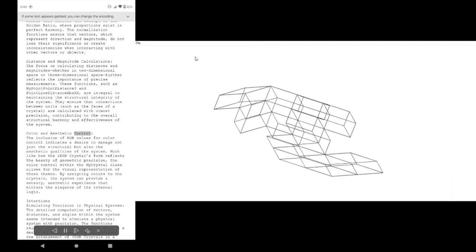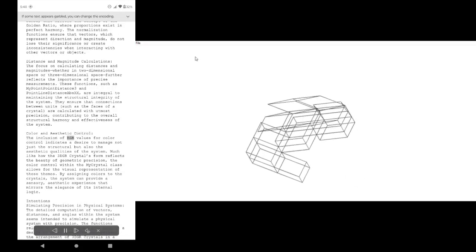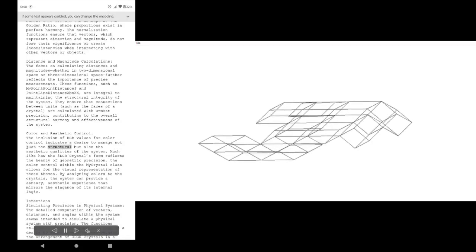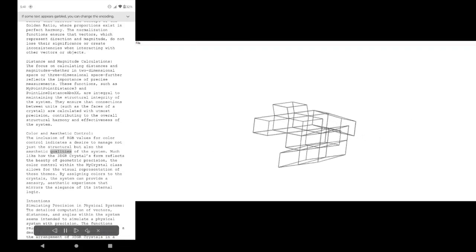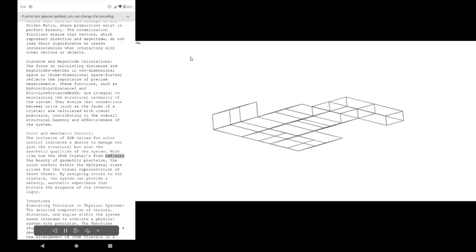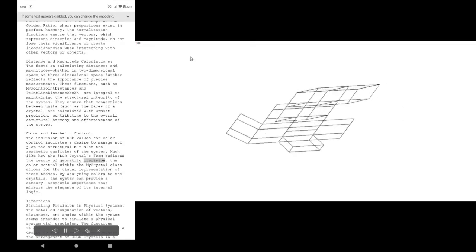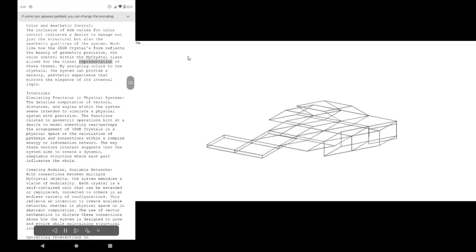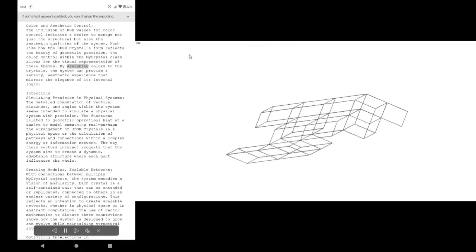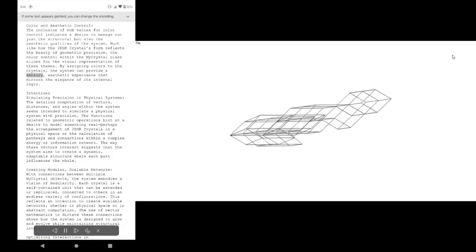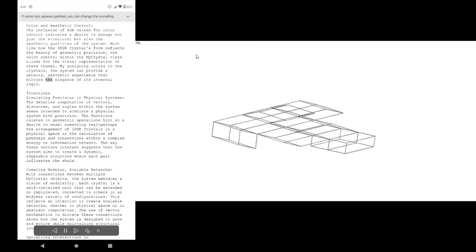Color and aesthetic control. The inclusion of RGB values for color control indicates a desire to manage not just the structural, but also the aesthetic qualities of the system. Much like how the 3D crystal's form reflects the beauty of geometric precision, the color control within the MyCrystal class allows for the visual representation of these themes. By assigning colors to the crystals, the system can provide a sensory, aesthetic experience that mirrors the elegance of its internal logic.